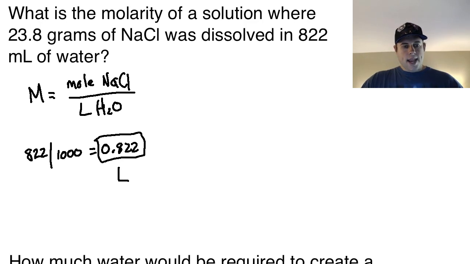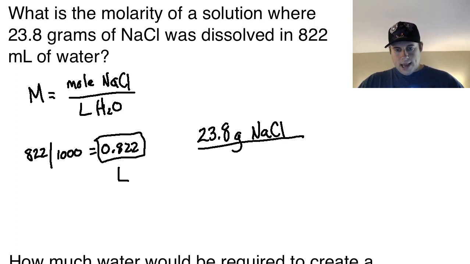So the remaining portion is to get the moles of sodium chloride. Now in order to do that, I can take the amount of sodium chloride, which was 23.8 grams of the NaCl, and then I'm going to utilize this to solve the moles. Now I need the molar mass from the periodic table in order to do that.